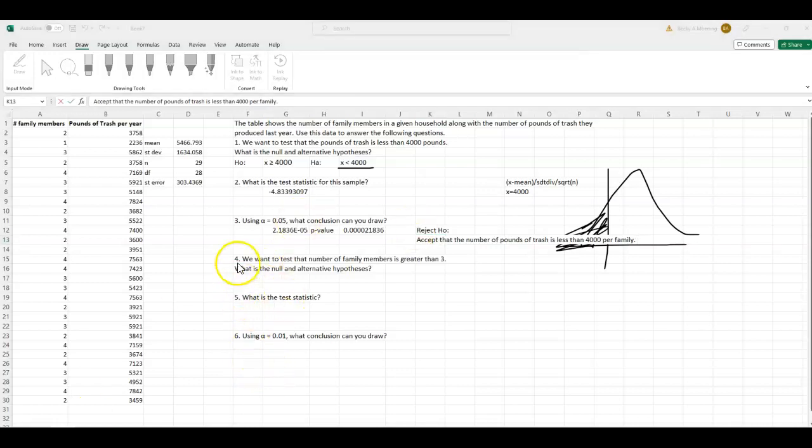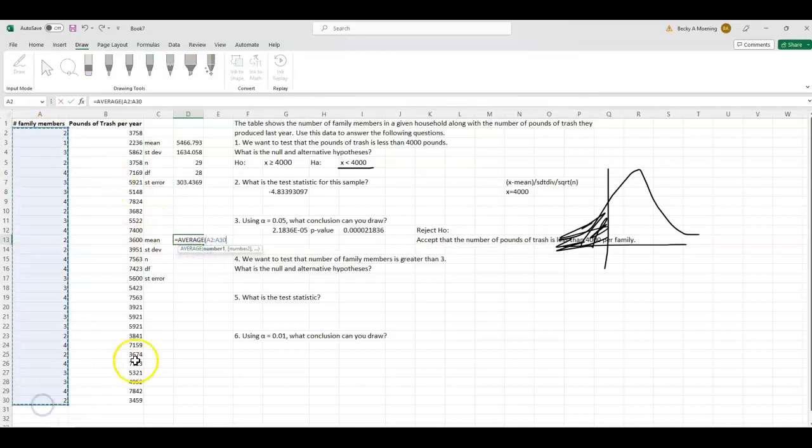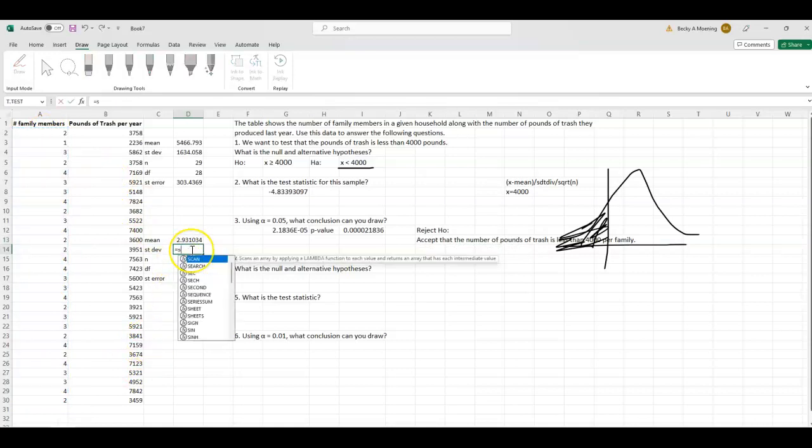All right, let's go to the second one. So number 4, we want to test that the number of family members is greater than 3. So we're going to need this same information, but we're going to need it for the family members. So let's go ahead and find the average. So we're going A2 to A30. The standard deviation, again, this is a sample, so STDEV.S. We know that the n is 29, we know the degree of freedom is 28, and the standard error is the standard deviation divided by the square root of n. Okay, so I have that information.